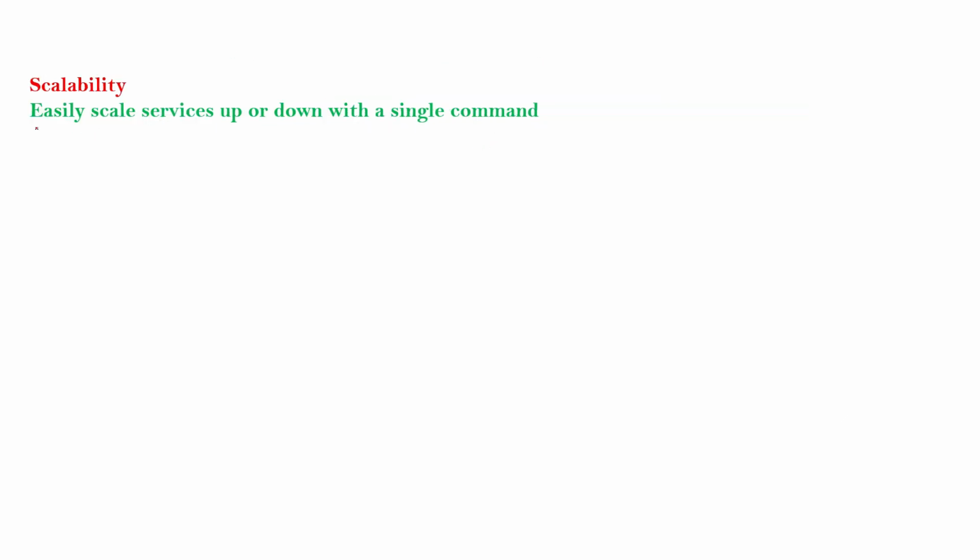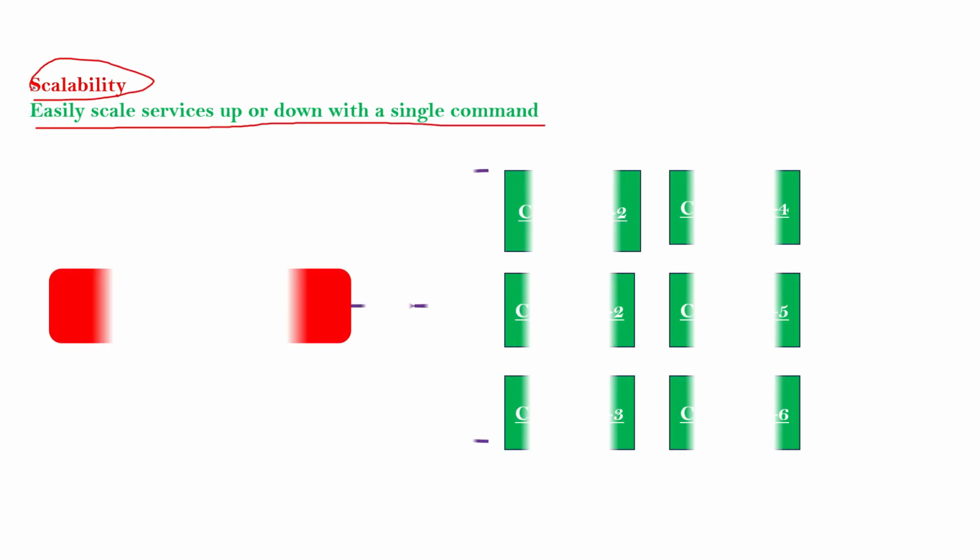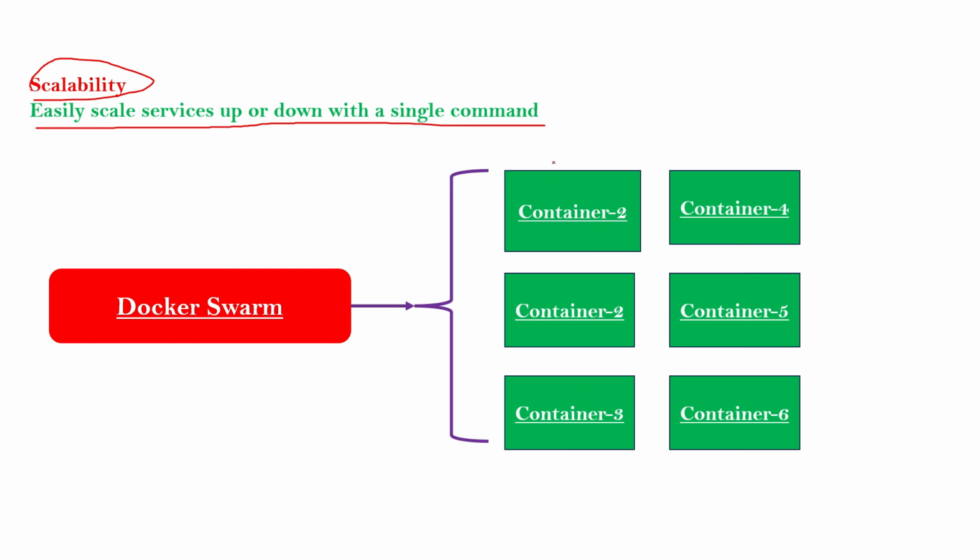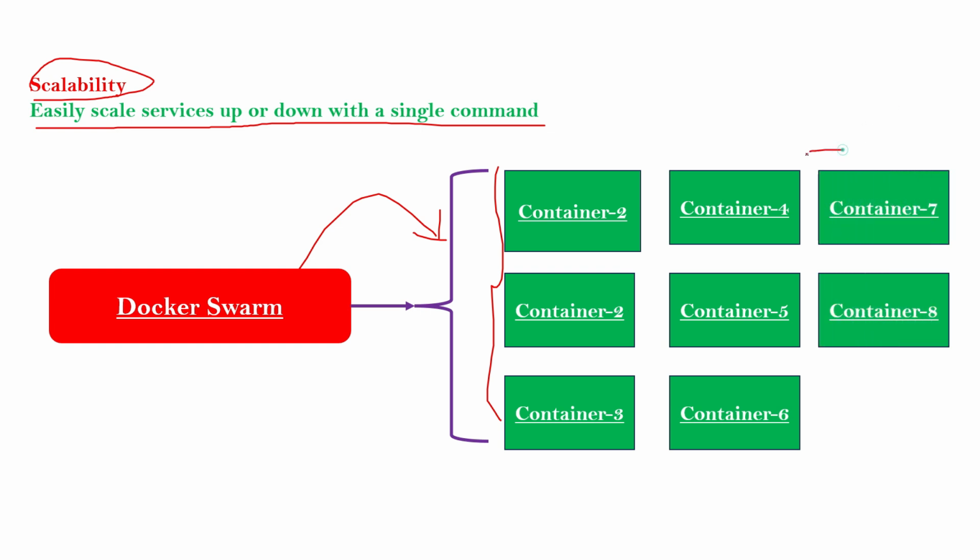Easily scale services up or down with a single command, that is called scalability. So what does it mean? For example, today you have 6 containers which you are managing with the help of Docker Swarm, right? And tomorrow you may feel that the load of the application is increasing, my clients are increasing, and I may need to spin up a few more containers. I need to scale my application. So what will happen in that case? You can spin up 2 more containers easily with a single command. I will show you what the command is and how to scale it. I will show you practically all these things that I am talking about.